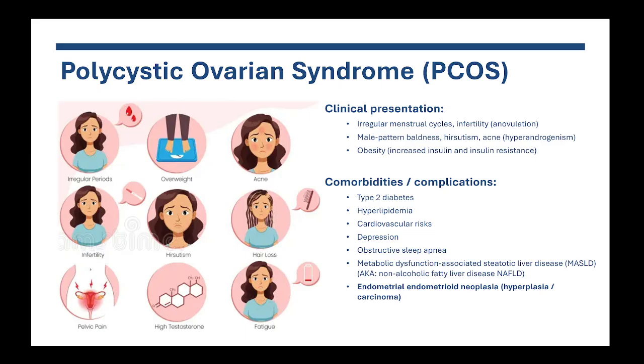and they can have quite a bit of depression and anxiety related to all of the complications of PCOS. They can also develop non-alcoholic fatty liver disease, which is now known as metabolic dysfunction associated steatotic liver disease. But most importantly, if these patients are not treated and managed properly, they can develop endometrioid neoplasia, so endometrial cancer.